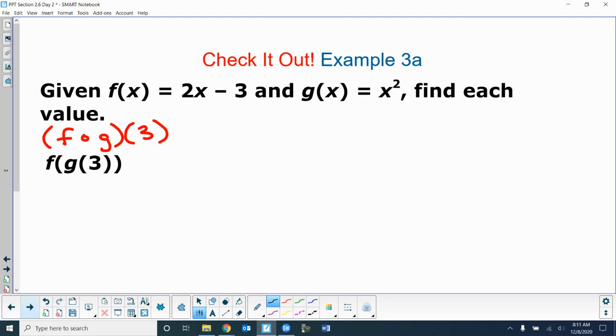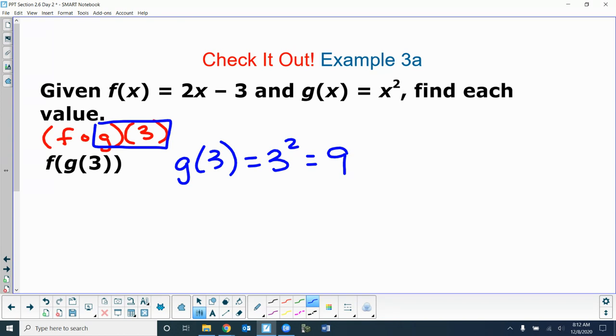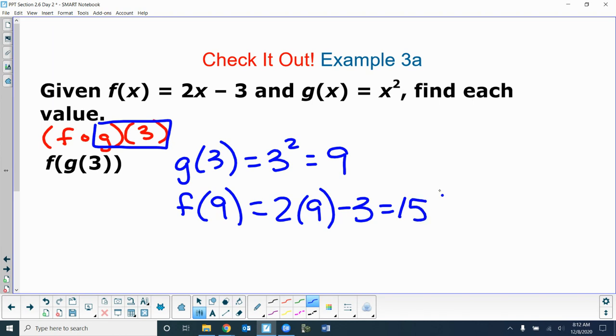You got that part. Oh, you gotta do the G part first. Okay, so remember, the order is like backwards. When it's like this, you do this part first. Okay, you do G of 3. So that is 3 squared, which is 9. And then you take that answer and put it into the F function. So it's 2 times 9, 18 minus 3, so the answer would be 15.